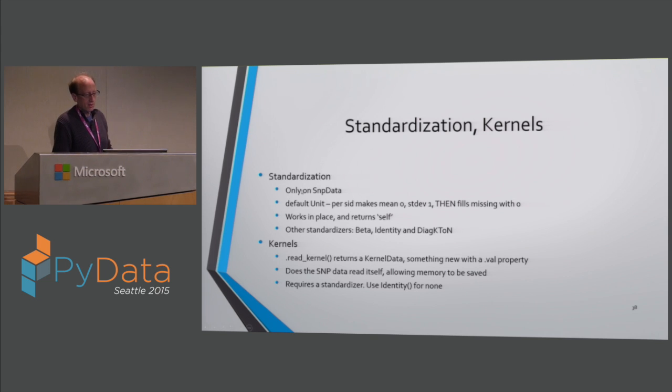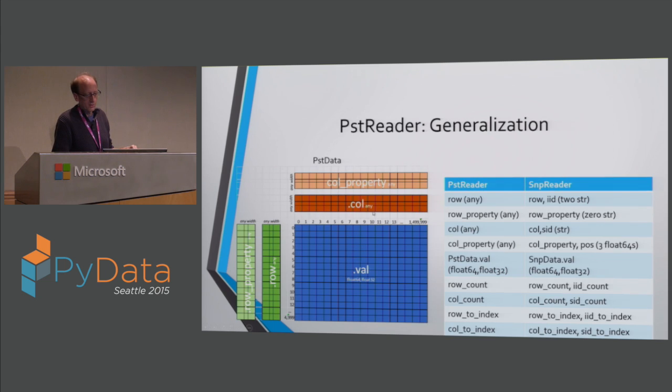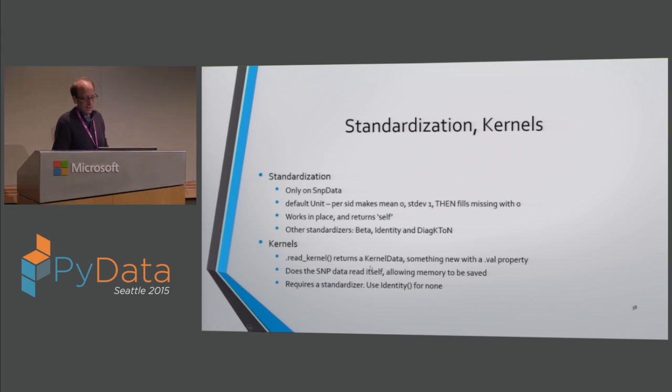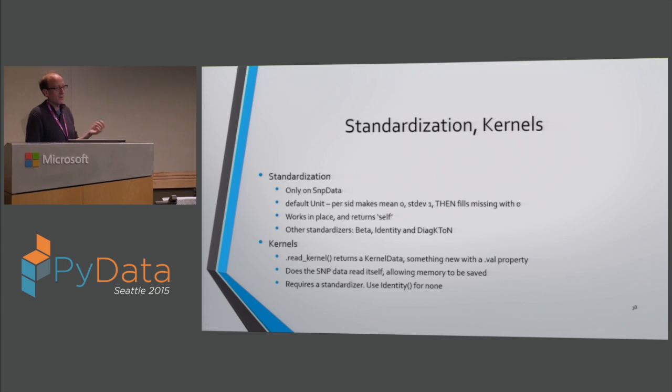So standardization only works on SNP data, so you have to do a read before you standardize. It works in place, and that's for efficiency. So you have this .val array. When you standardize, it actually changes. It also will return, well, you can see that. There are other standardizers that are handy. Kernels, read kernel will return a kernel data, a data type we haven't really talked about, but you can know it has a .val property, and it does the SNP reading itself. It requires you to give it a standardizer. If you don't really want to standardize, you just say, use the identity standardizer, and that's the one that does nothing.